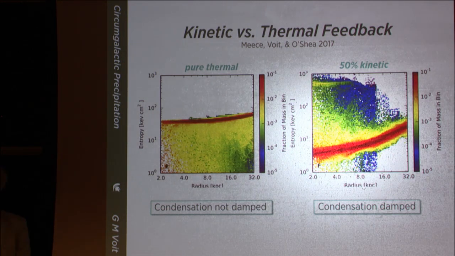Okay? The point of the kinetic feedback isn't that it's kinetic, it's that it distributes the energy in such a way that doesn't overturn the entropy gradient. And that's the key to getting quenching to happen, I think.